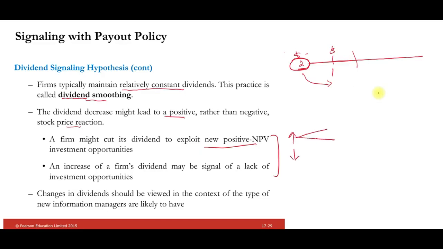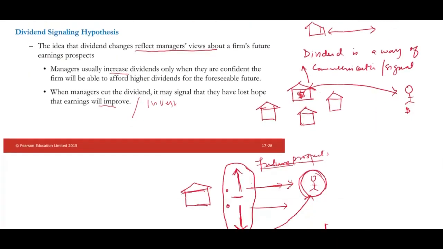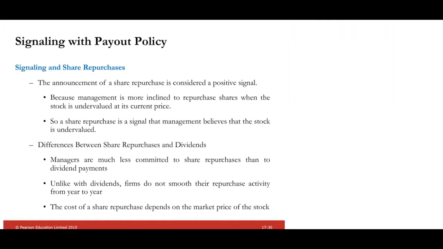An increase in dividend may show that the company is profitable, or, in other words, people may think that the company has no investment opportunity, no growth, right? When there is a decrease, the company is less profitable, or in other words, there is an investment or there is growth in the company. Okay, so changes in dividend should be viewed in the context of the type of new information managers are likely to have. So these things are not actually different, but you need to understand that when there is information asymmetry, it affects the dividends, okay, and it could reduce the gap between investors and the market.